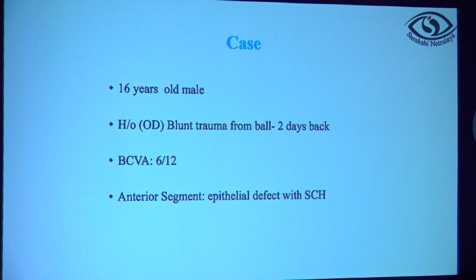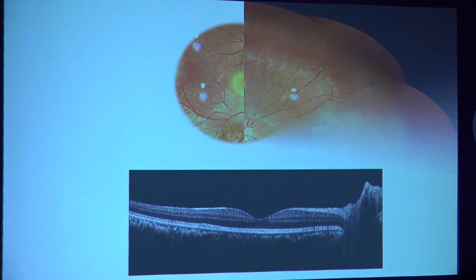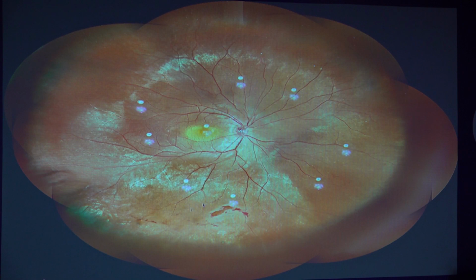Blunt trauma from a ball, diagnosed elsewhere as macular edema. When he came to us, we saw a horseshoe tear. He was a reluctant patient, not ready. We showed him a photograph. Well, then he got treated. So this is how this helps us out.